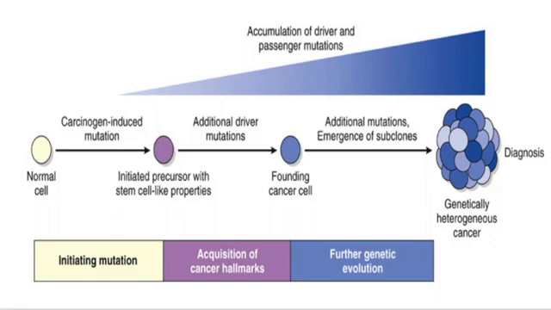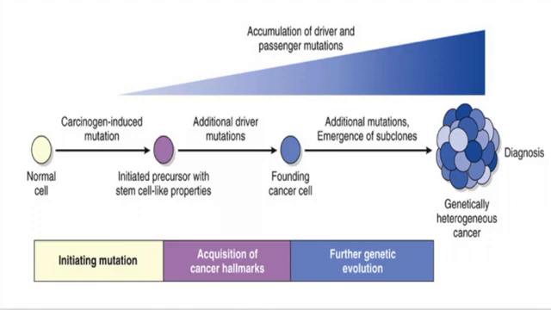But everything that we just talked about on that prior slide is here in a nice little schematic. So we have a normal cell, we have that induced mutation, we get initiated precursor stem cell-like properties. We're initiating mutation at this point. So then we have additional driver mutations. We have acquisition of cancer hallmarks, which we're going to go into momentarily. We have that mother cell, and then we have additional mutations. Every time it mutates, we get more mutations. We get those subclones, but it's all related to this mother cell.